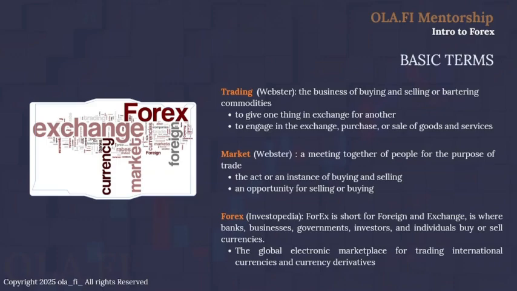A market can also be an idea. It can be the act or an instance of buying and selling. So basically, if you perform an exchange in your house or at one of the exchange locations, that's where the market is, because that's where the exchange happens. A market can also be an opportunity for buying and selling. So a large group of potential buyers or sellers can also be termed as a market.